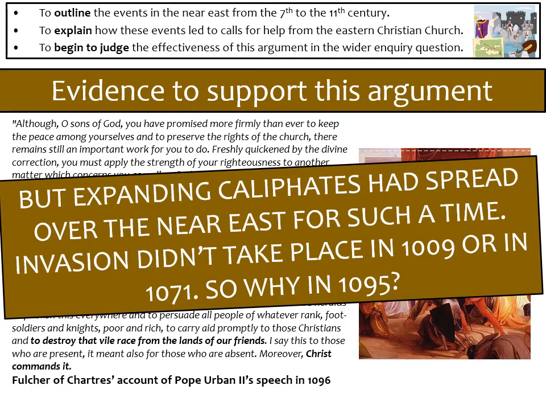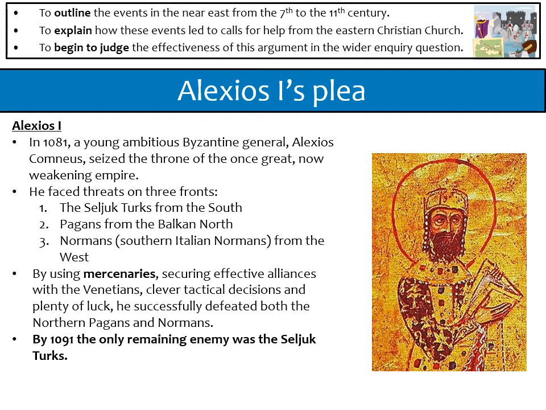So why didn't invasion take place earlier? Why didn't it take place in 1009 when the Caliph Hakim attacked Jerusalem? Why didn't it take place in 1071 when the Byzantine Empire was really hurt? So why in 1095? It can't just be as simplistic as saying the Byzantine Empire was under threat. And actually, we can pin it down to 1095 for one reason. It takes place in 1095 because the Byzantine Emperor in 1095 makes a plea to Pope Urban II. He specifically calls for help.